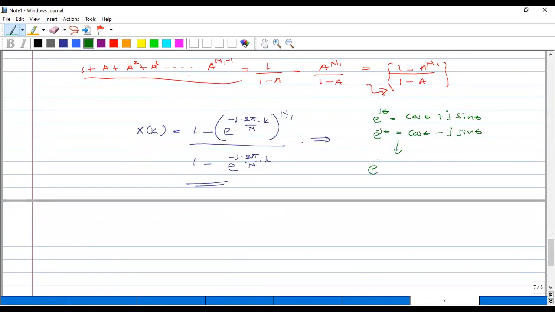e to the power j theta minus e to the power minus j theta, we will have 2j sin theta. Okay, so we will have this one. Here it is minus 1. No? We have minus 1 also here. So 1 minus here, and this will be minus.